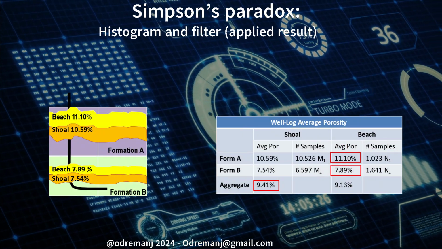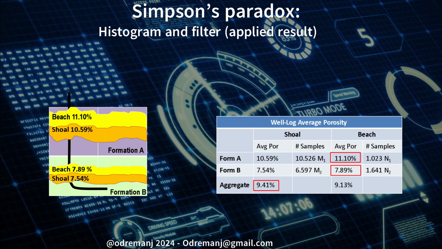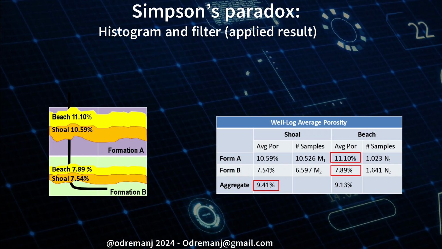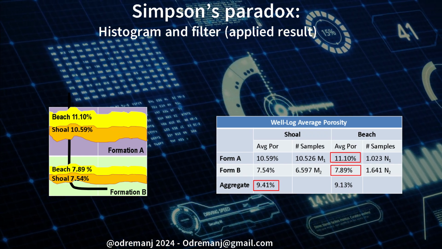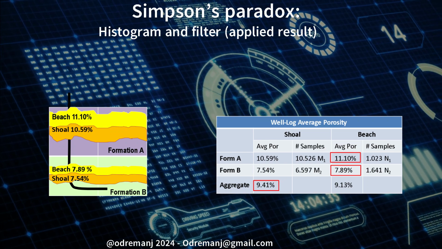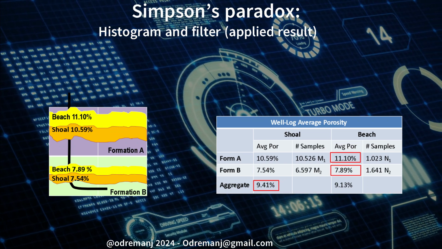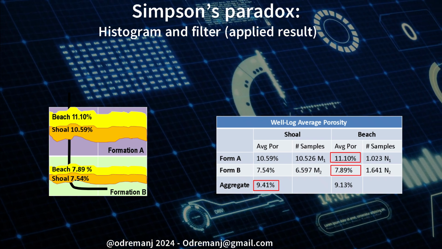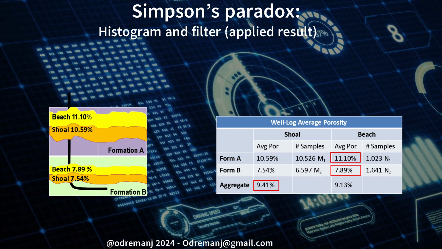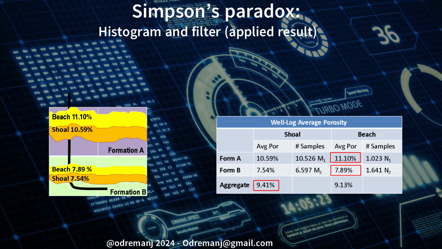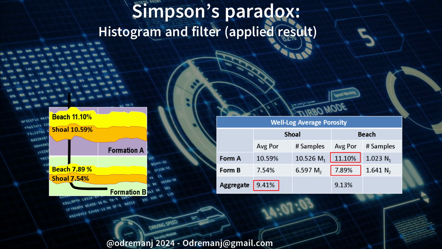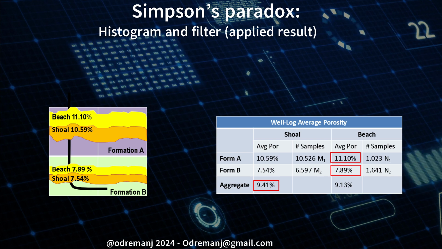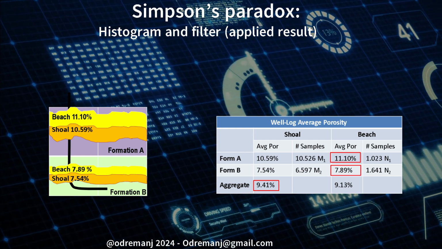This slide explains Simpson's paradox in the context of upscaling. It shows that although the beach facies has a higher porosity than the shoal facies in both formation A and B, the overall average suggests that shoal has a higher porosity, 9.41%, than beach, 9.13%. This occurs because of differences in sample sizes and distributions, leading to contradictory results when aggregated.